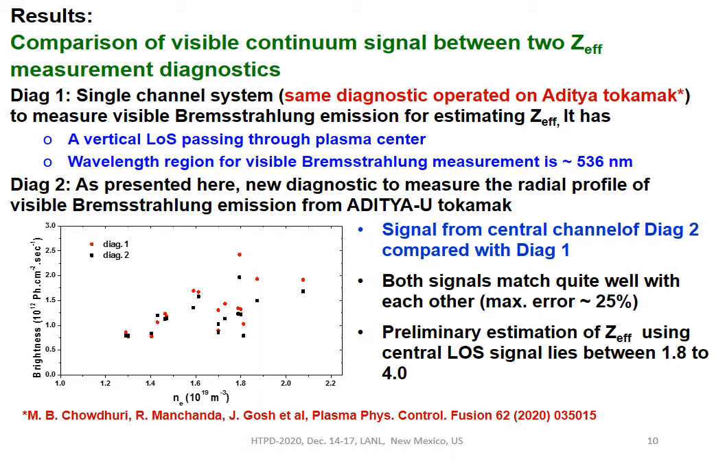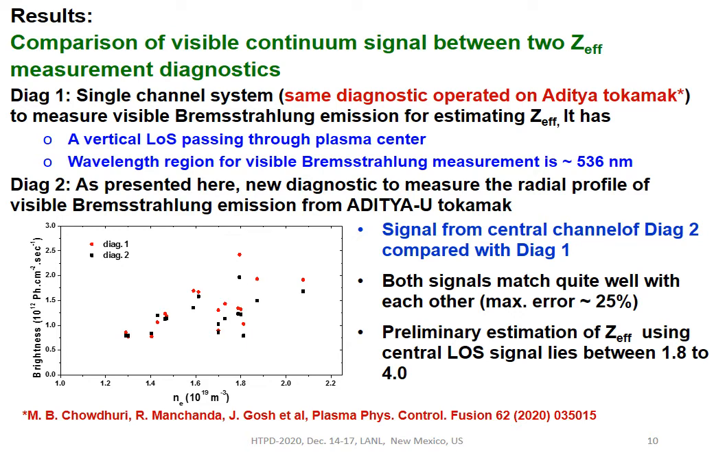Now see the result from another diagnostic which is also measuring visible continuum in parallel from the same radial location, that is the center. Out of those 7 chords, one central chord's data is plotted. These red spots and black spots are from 2 different diagnostics measuring the same visible continuum signal at the same time from the same radial location. You can see that these are very much coinciding. This visible bremsstrahlung flux is very much in accordance between the two.